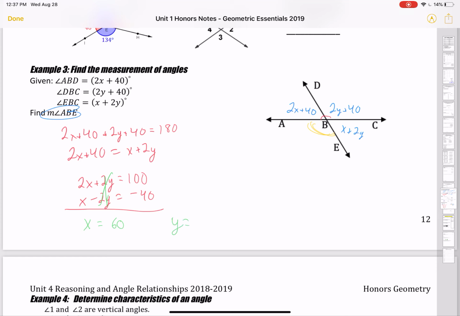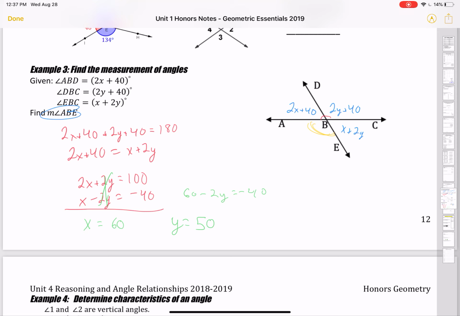So if x equals 60, y is going to equal, just got to plug it back into one of your equations. Y is going to equal 50. I chose the bottom one, so I chose 60 minus 2y equals negative 40. And if I solve for that, y is going to give me 50.